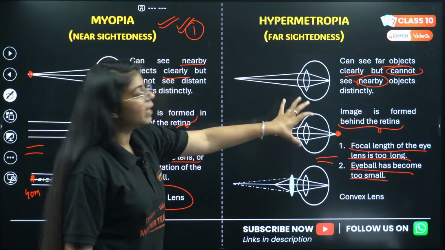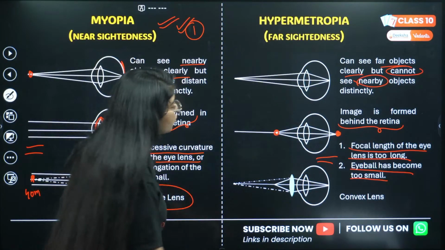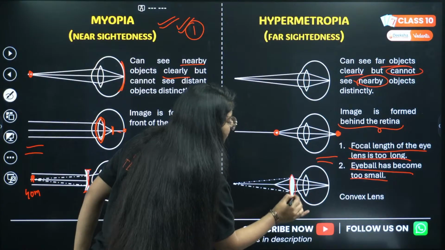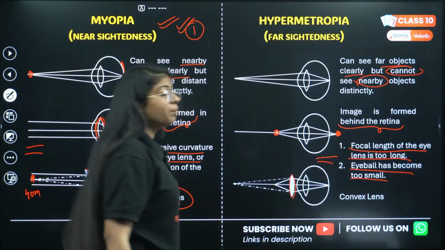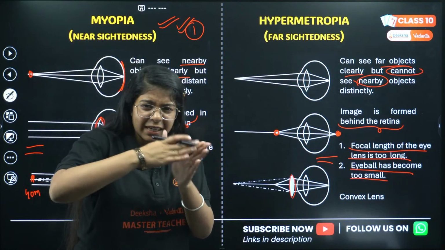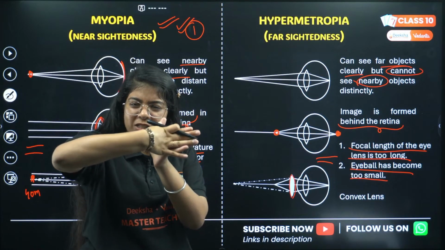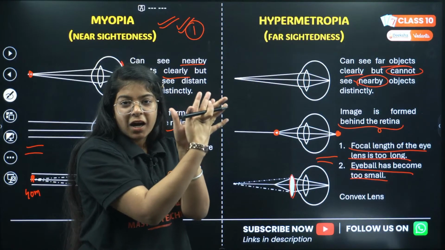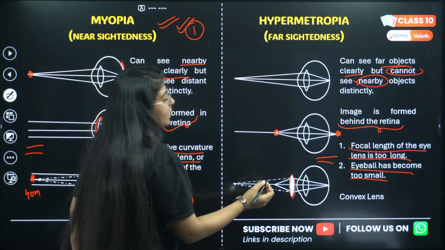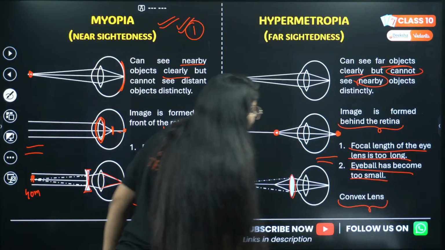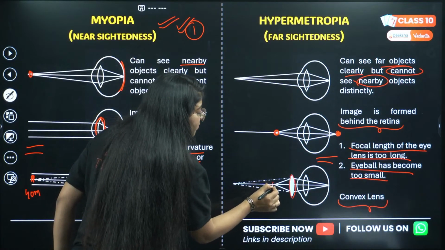Otherwise, on the other hand, hypermetropia, we use convex lens, because the rays are meeting at a point behind the retina. So I need to converge them a little more. So instead of they are meeting here, I need to converge them a little more so that they can meet here now, correct? So that's why we use a convex lens, because this is near point.